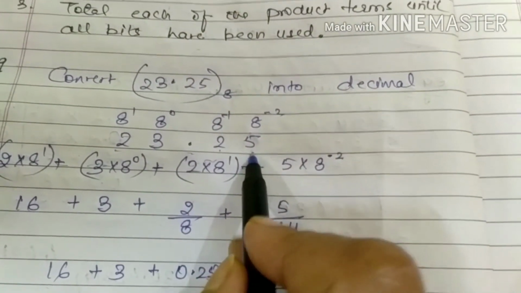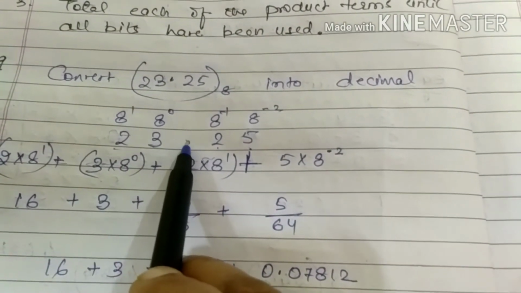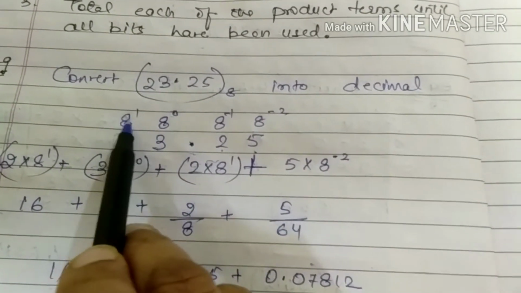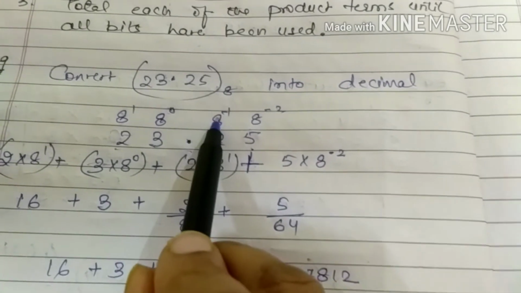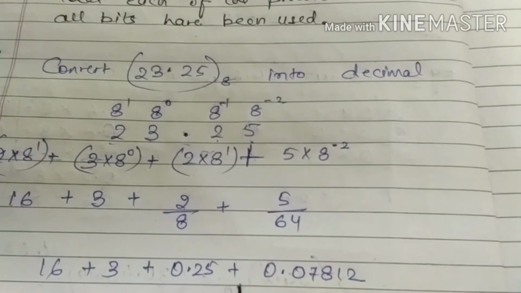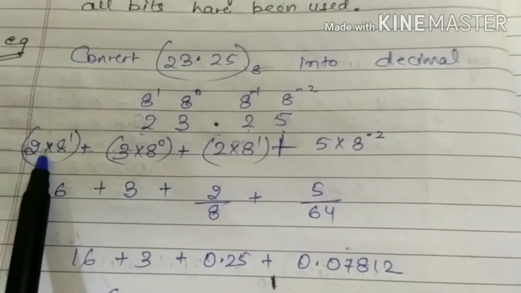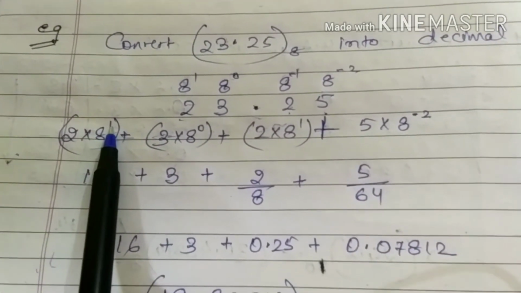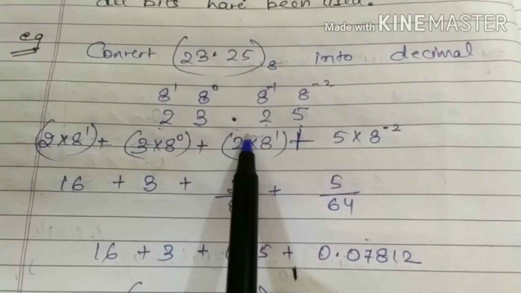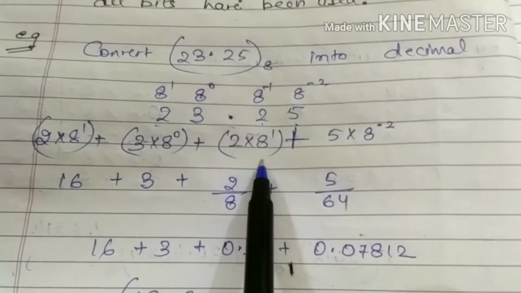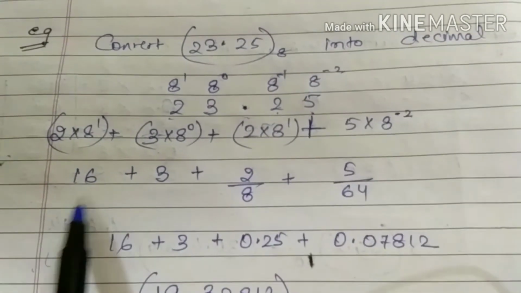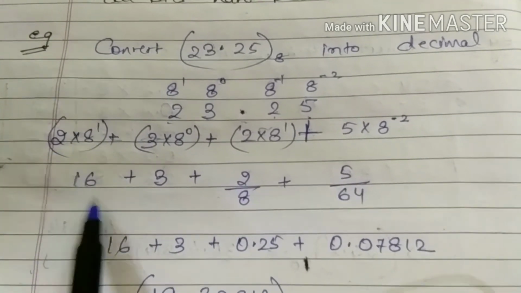So what I have done, I have written 23.25. Let me give the positions. Of course, before the point the positions are 8 raised to power 0, 8 raised to power 1. And after the point, it starts with 8 raised to power minus 1, 8 raised to power minus 2. Got it? Let us find. So this will start with 2 into 8 raised to power 1. This is 3, 3 into 8 raised to power 0, plus 2 into 8 raised to power minus 1, plus 5 into 8 raised to power minus 2. Now you just have to multiply and then add.